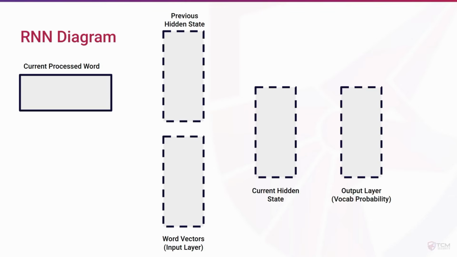So let's go over a quick diagram of how this would work. We've got the current word we are processing here. So again, we're going to go with "the". So we'll say that's the first one. Going to leave some space for other ones here.